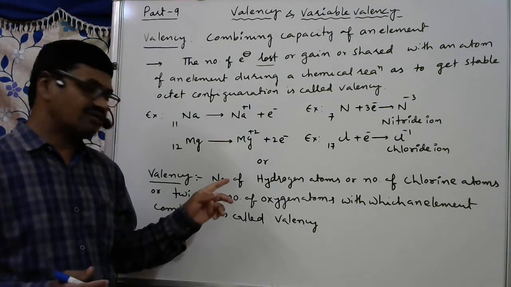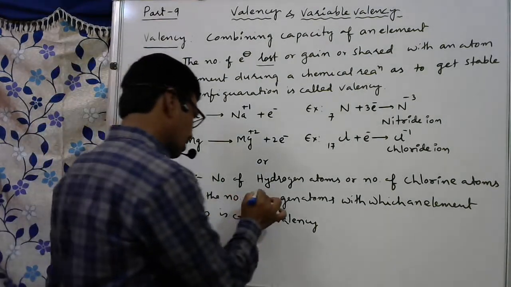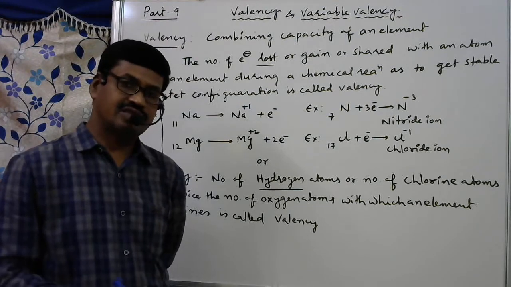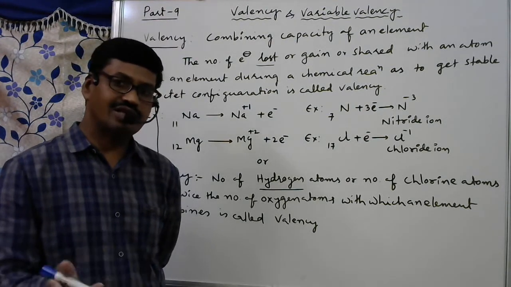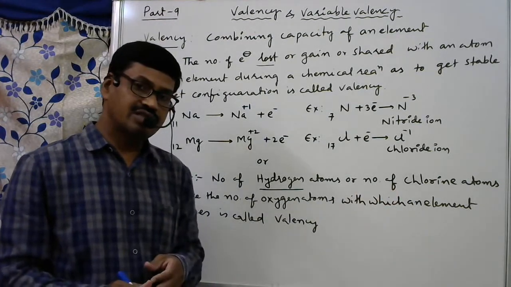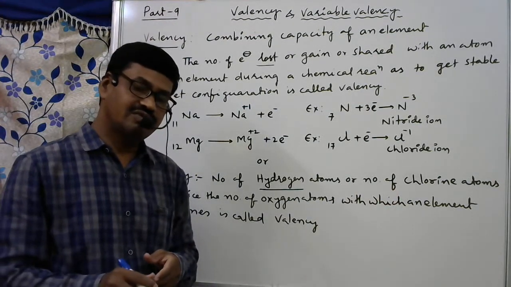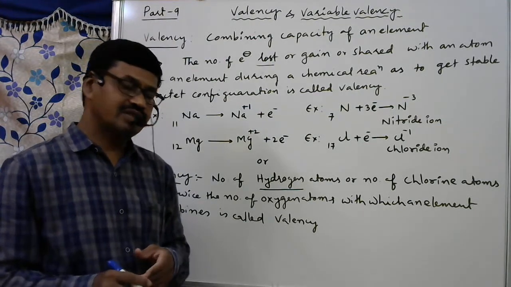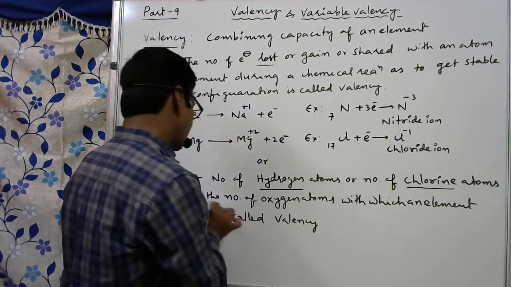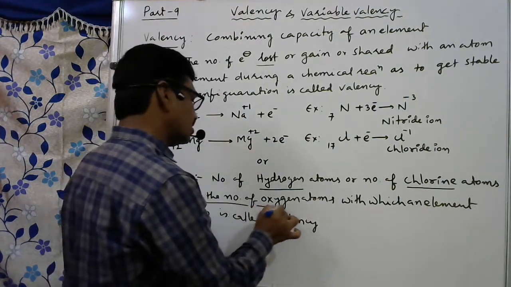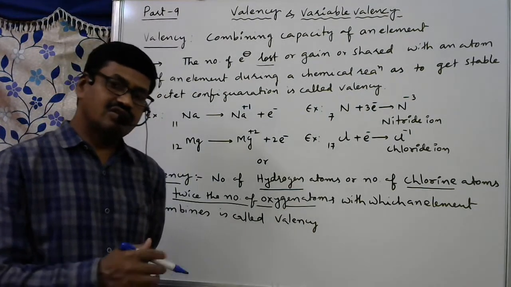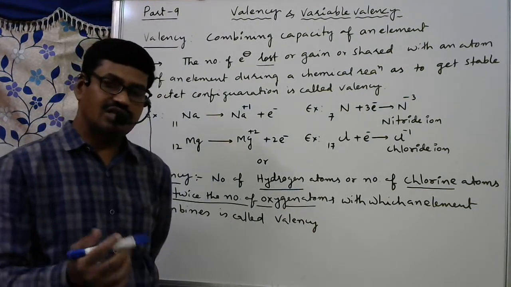Here we have three reference elements. One is hydrogen. How many hydrogens are present along with an element is nothing but the valency of that particular element. And here, how many chlorine atoms are present along with an element is nothing but its valency. Here, twice the number of oxygen atoms means how many oxygens are present along with a particular element. Twice the oxygen atoms is nothing but the valency of that particular element.